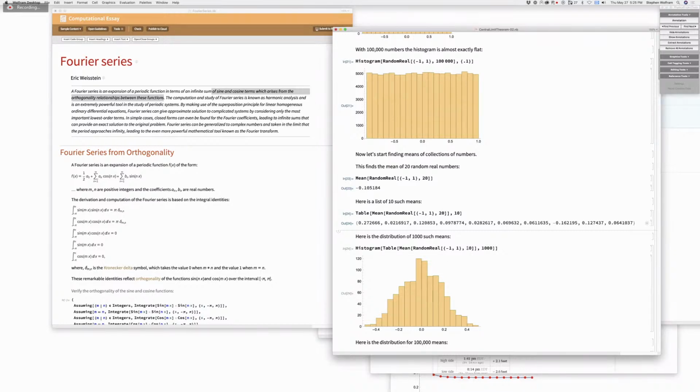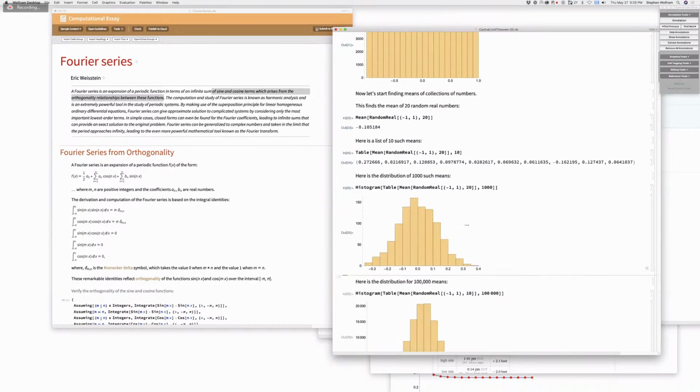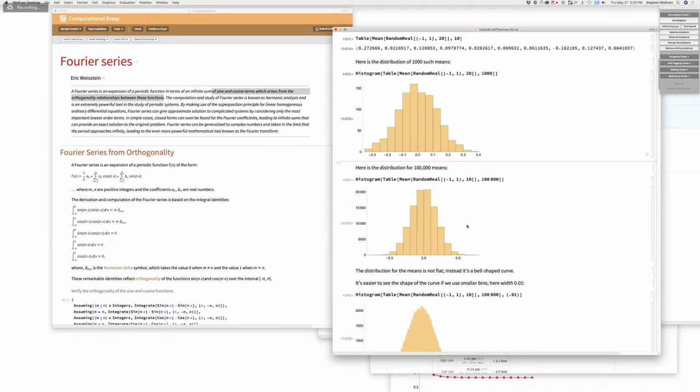And okay, fine. Maybe here, that's fine. I claim that comments like that are useful, in other words, to highlight for people, look, it's not flat, as opposed to the distribution of the numbers themselves, which is flat. The distribution of the means of collections of numbers is not flat.